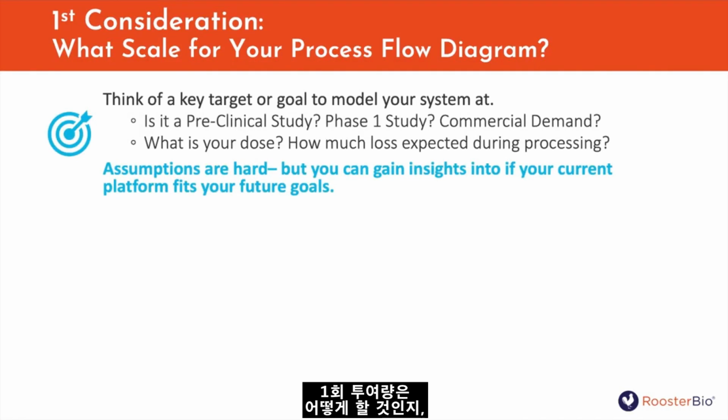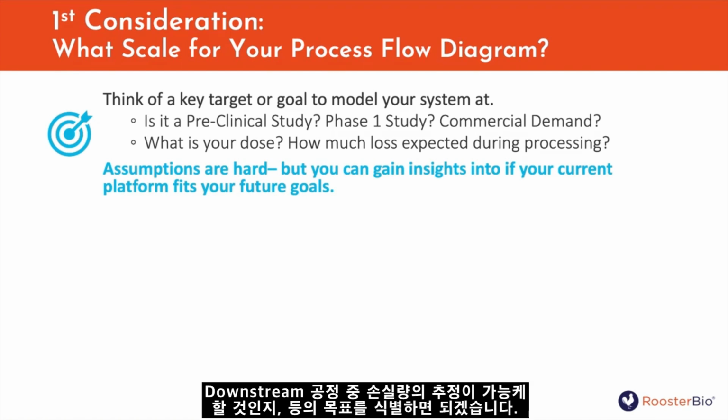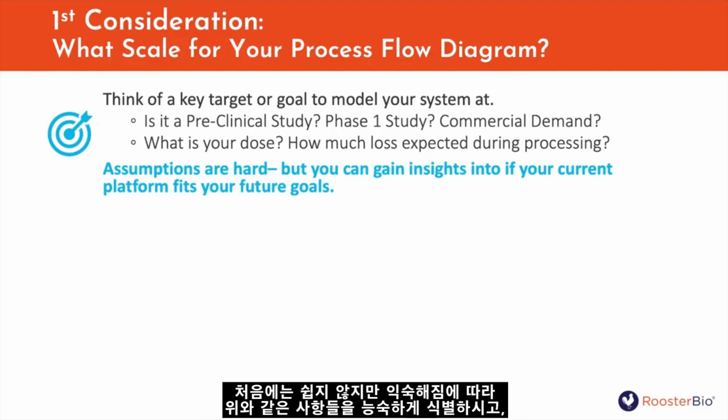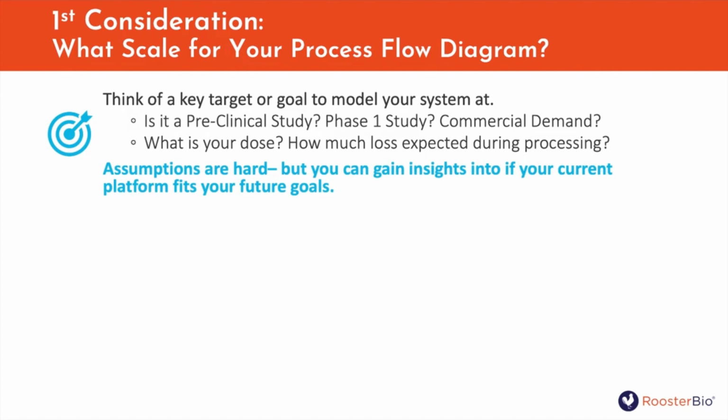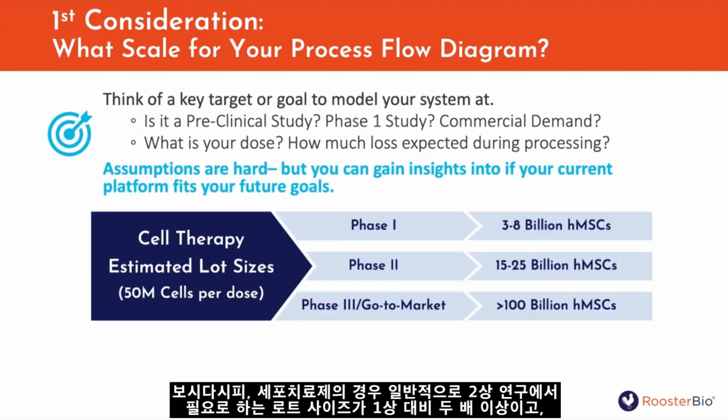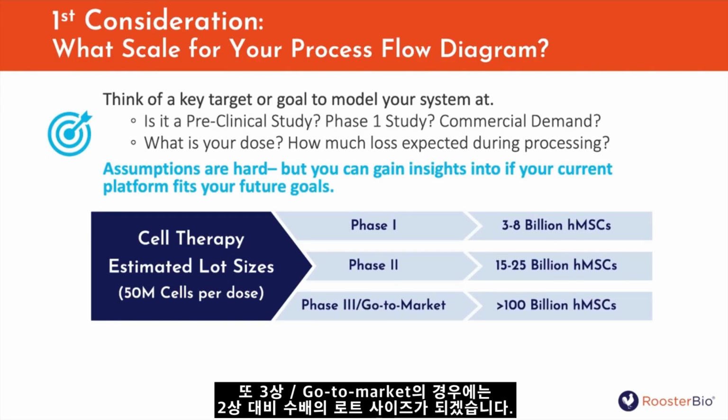What is your estimated dose? How many doses? Can you estimate or build in estimates of loss during downstream processing? Assumptions are not easy, but as you learn more, you can fill the gaps and gain insights into whether your current platform fits your future goals. As you can see, the lot size needs for a typical phase 1 trial can be up to a fold change different than a phase 2 scale, and multiple folds different than a go-to-market MSC needs for a cell therapy.